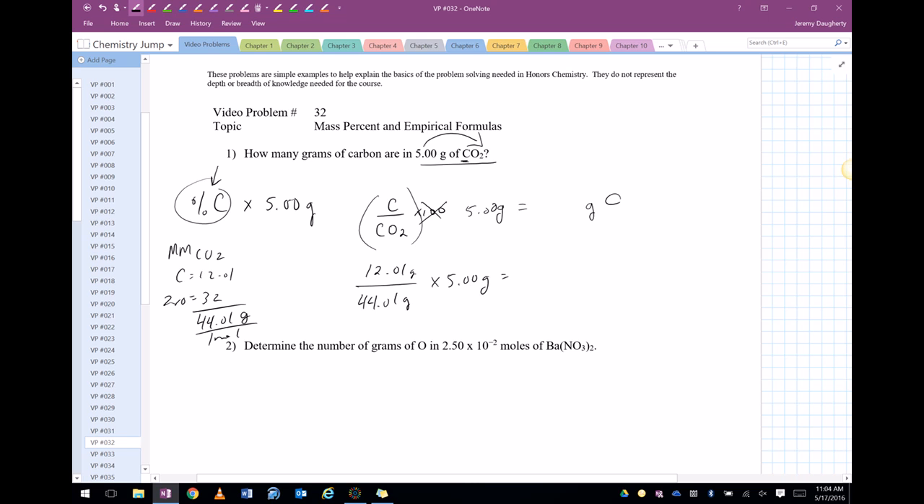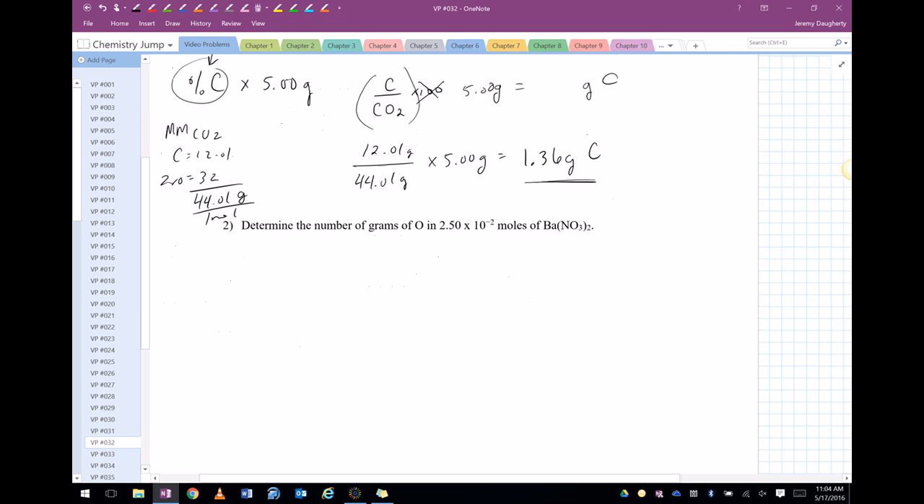So let's see what we get. Order of operations is important here. Sorry, I'm trying to fix my calculator. Okay, we got it. So 12.01 divided by 44.01 and multiplied by 5. So we get a value of 1.36. We're going to 3 sig figs here, so 1.36 grams of carbon. That means if I were to carry out some sort of a chemical reaction where I'm able to isolate just the carbon, I would get 1.36 grams of carbon out of this substance. Okay? All right, so look at the next one.